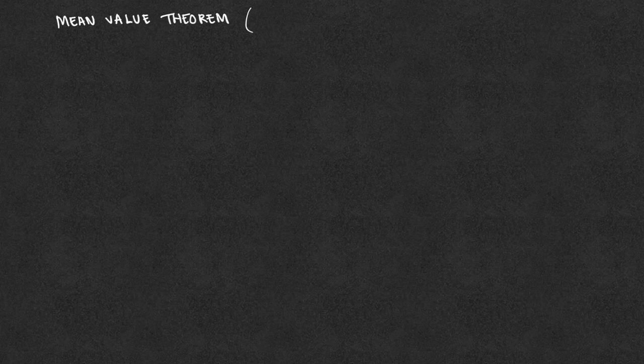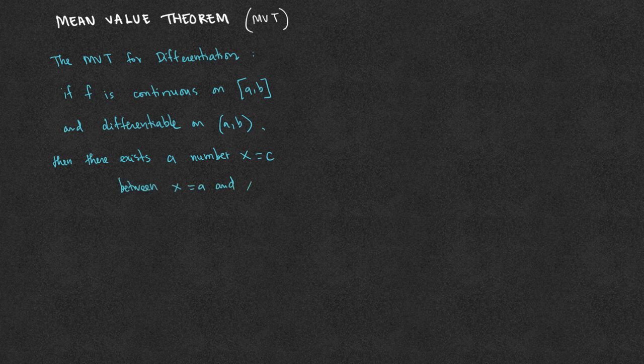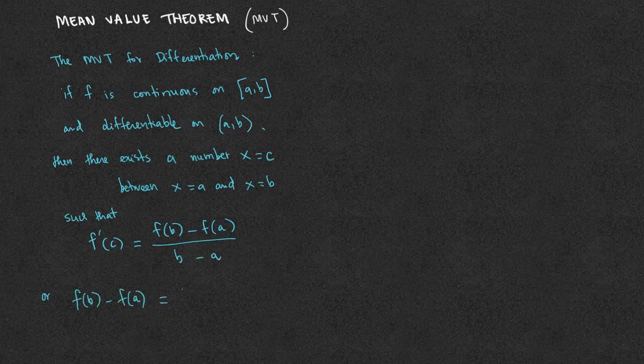The mean value theorem, MVT. The mean value theorem for differentiation states that if f is continuous on a closed interval [a, b] and differentiable on an open interval (a, b), then there exists a number x equals c between a and b such that f prime of c equals f of b minus f of a over b minus a. The slope of the tangent line on the left-hand side equals the slope of the secant line on the right.